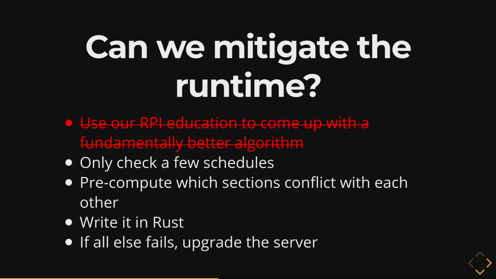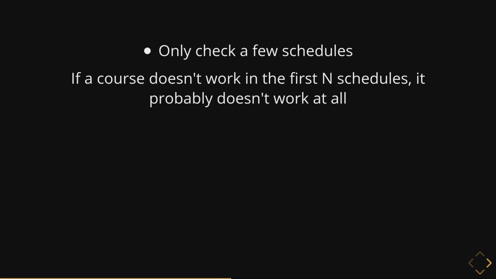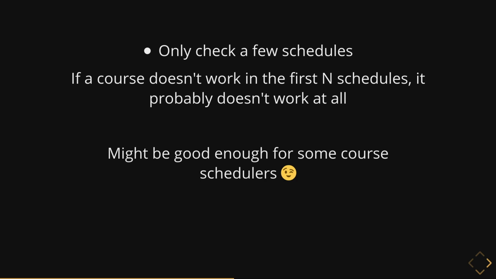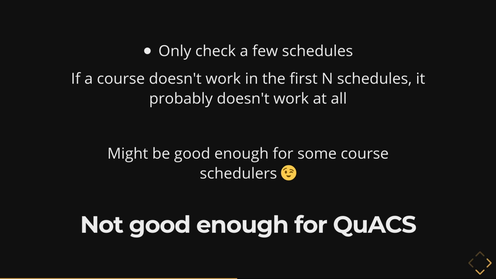The next option is, well, maybe we only check a few schedules. Sure, we have 20 sections of each of those 3 courses, but the truth is, if it doesn't work in, say, the first N schedules, the first 1,000 schedules, is it really going to happen? You probably will just have a conflict by that point. So why do we have to check all these schedules? And that works for some people. It could work, but we don't think that's good enough for QuACS. That's not something we want to implement, even if others are doing it that way.